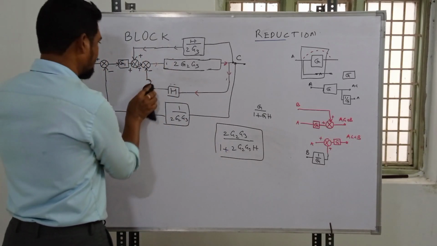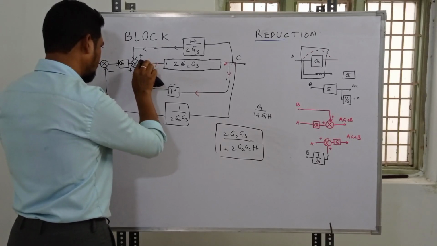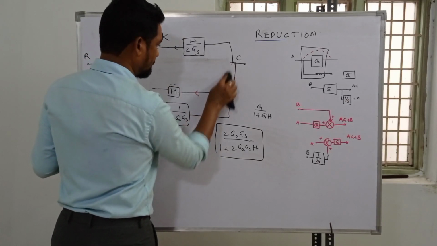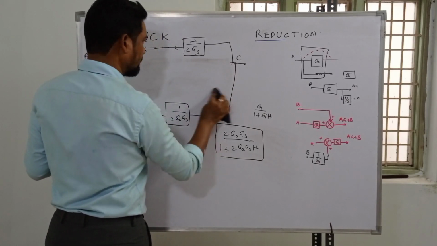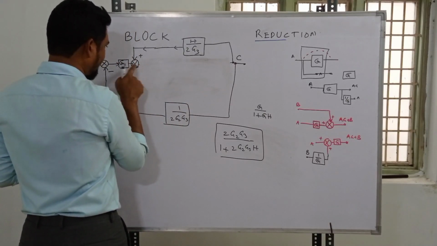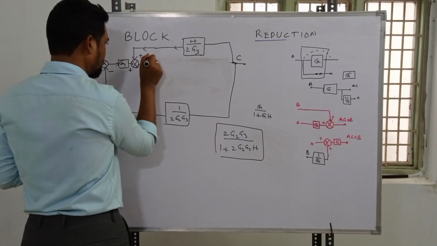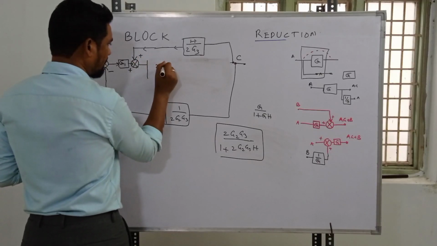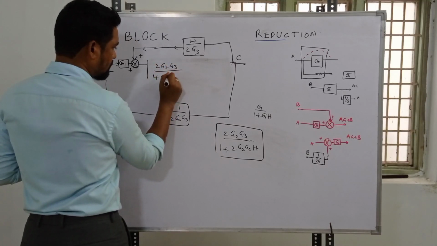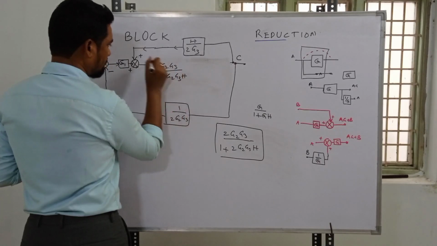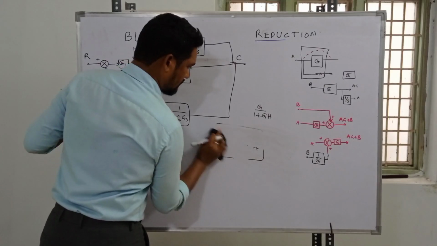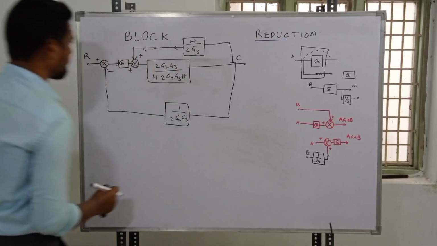So I'm erasing this one away, guys. Remember, we don't need this anymore. We can replace from here. We had the second summing point, so that could be removed, and with a single block it's 2 times of g2 g3 by 1 plus 2 times of g2 g3 into h. This is the single block. So this was the simplification.